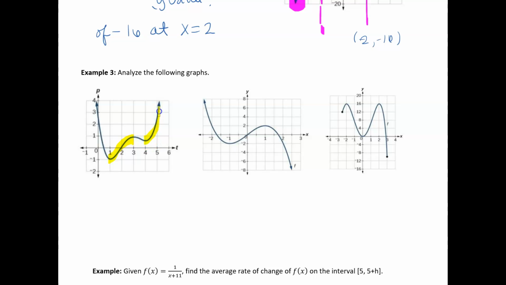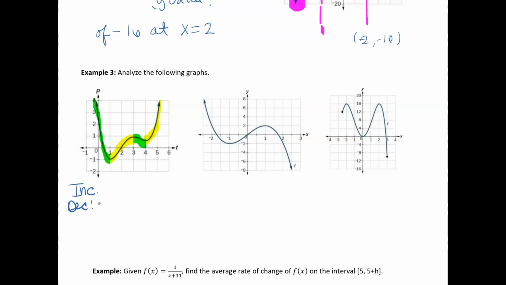Starting from here and moving up, I'm increasing. You can see from negative infinity all the way down to here, I was decreasing, and then I have a slight decrease right here. So I'm going to put that information together. So let's say, where is this one increasing? Where is it decreasing? I'm just going to abbreviate.